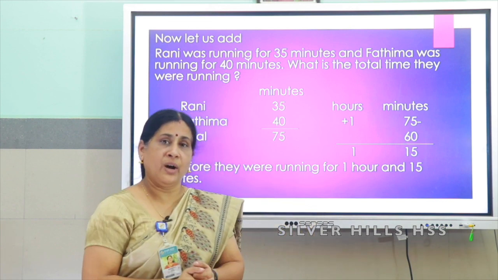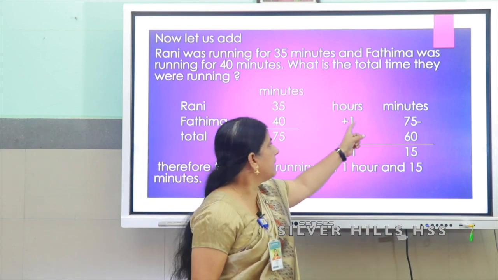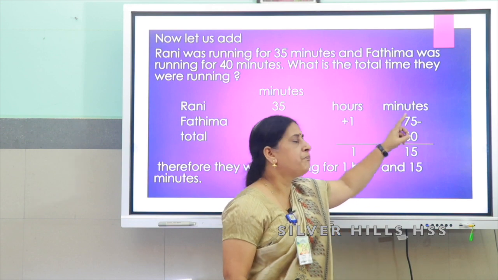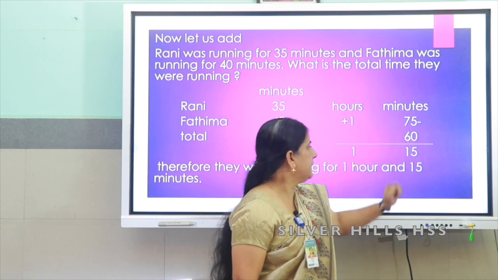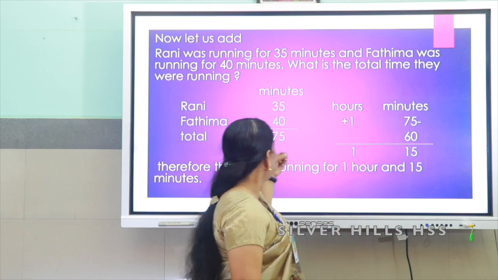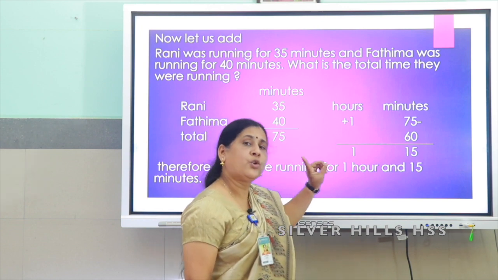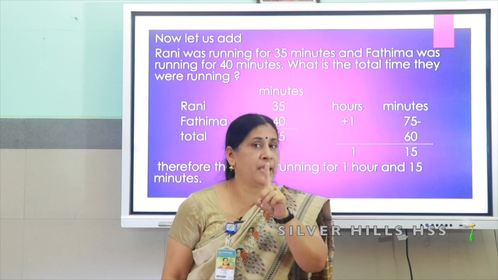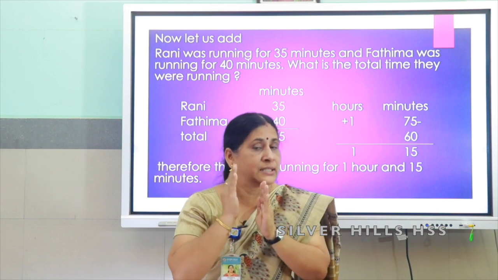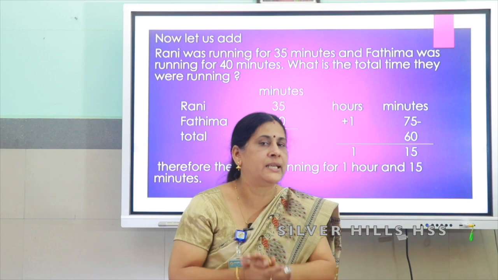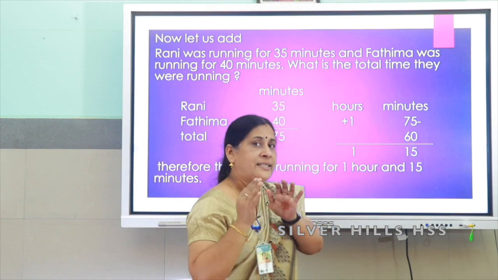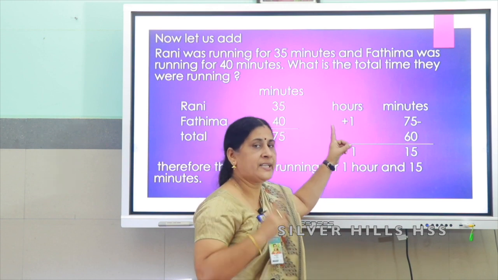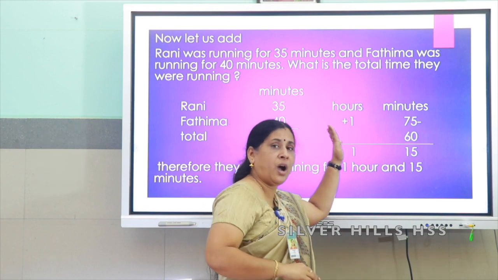Now, how can we find out? So, what we are doing is hours and minutes. We draw two columns, hours and minutes. Now, add the minutes. We get 75. When it goes more than 60, because 60 minutes only make an hour, when the number goes 60 or more than 60, you can convert that 60 minutes to 1 hour. 60 minutes you can convert into hours.